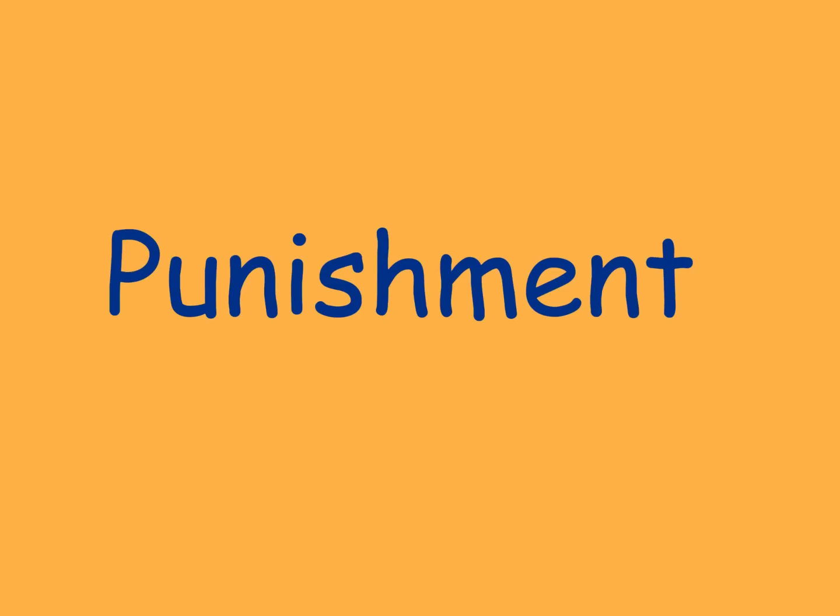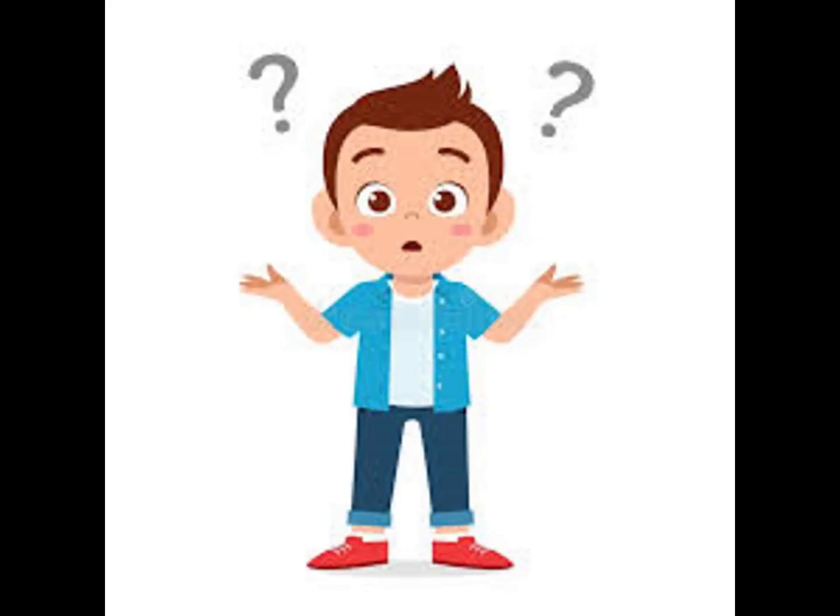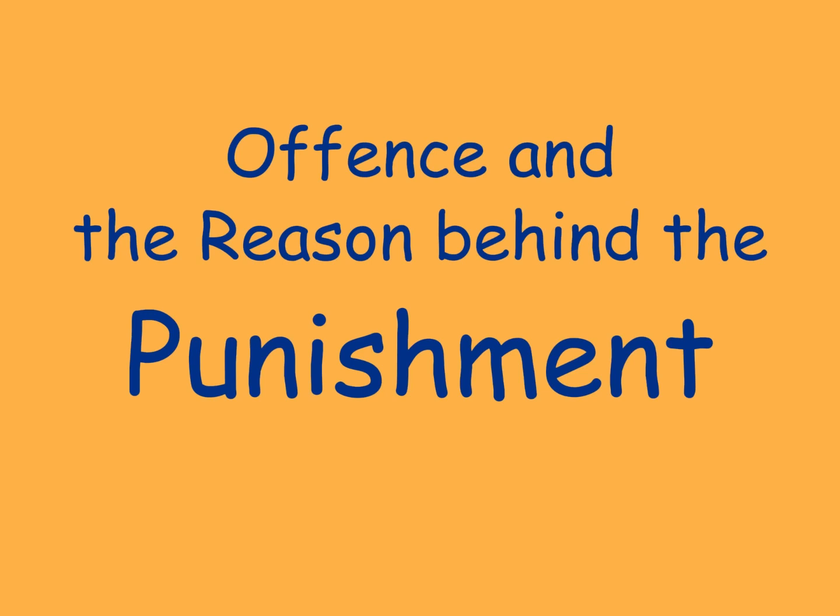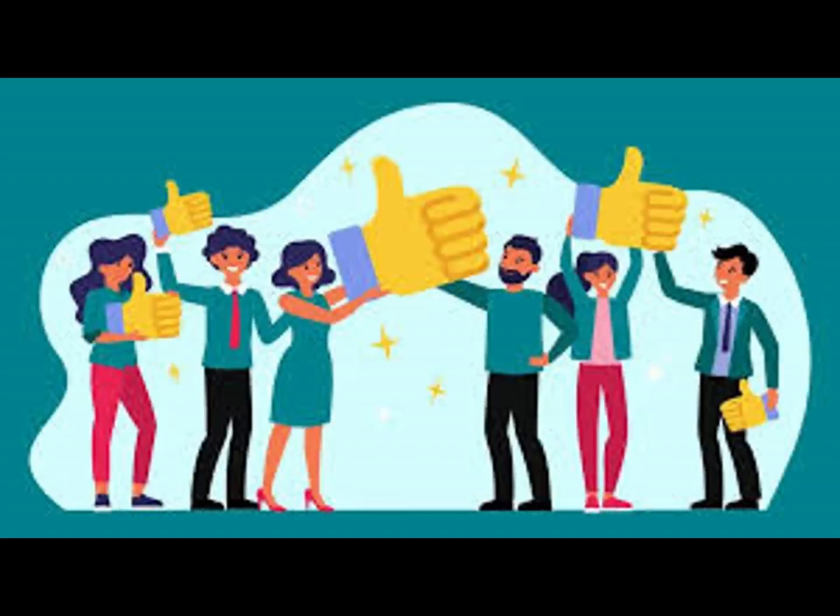If not, they don't know the reason for getting that punishment. Therefore, when we are giving a punishment, we should give awareness about the offense and the reason for getting the punishment. If not, the target of the punishment will not be achieved. If we feel their behavior is gradually changing, then we should reduce punishments and we can give reinforcements gradually.